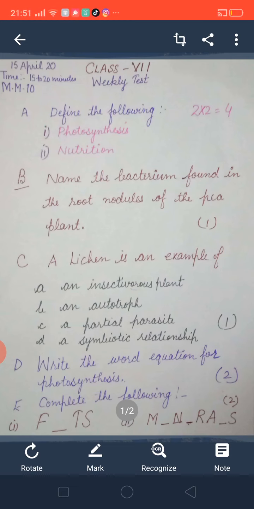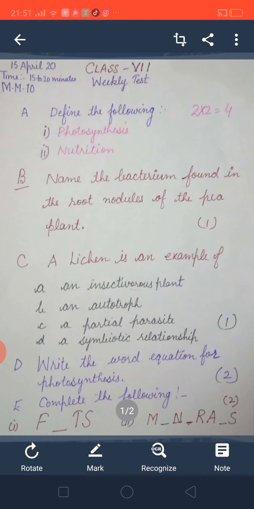You have completed your science test, and now it's time for discussion of the weekly test. Students, this weekly test is of 10 marks and the time limit is 15 to 20 minutes, which means within 20 minutes you have to finish your paper. So, now question number 1.